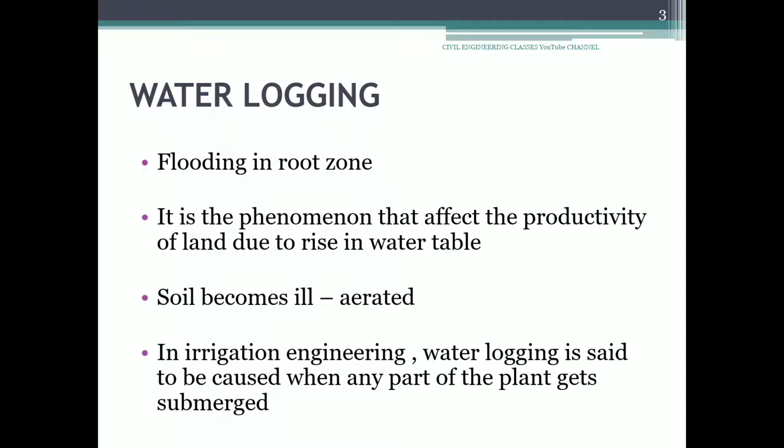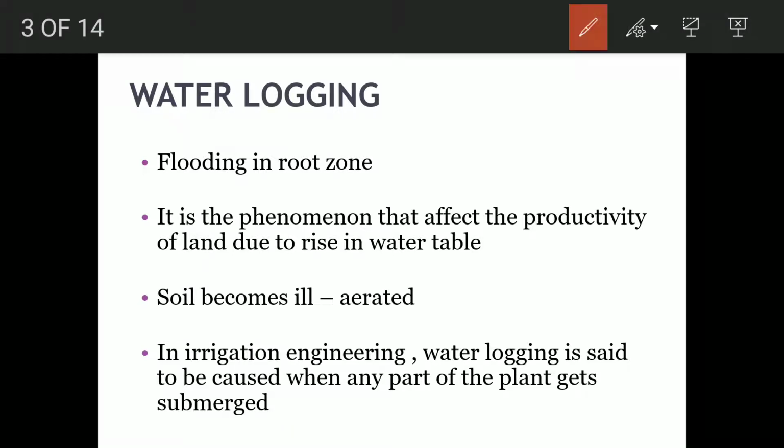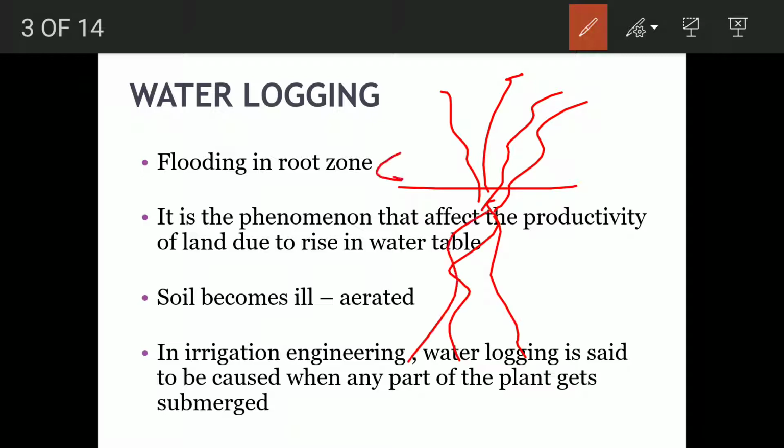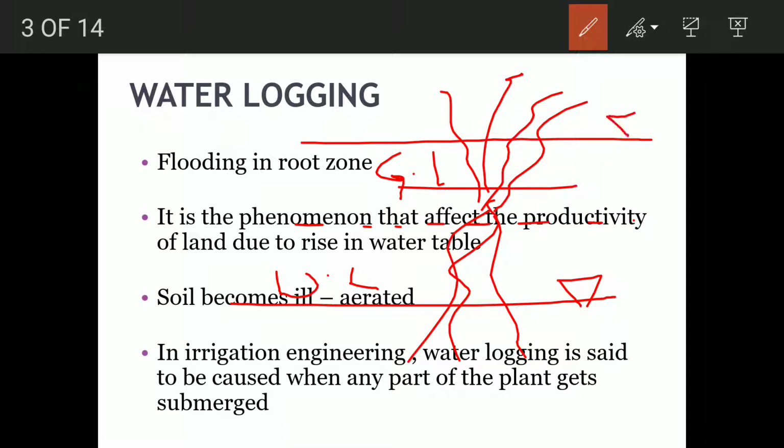Coming to water logging. We know water logging means the flooding of the root zone of the plants. Imagine this is a plant. This is the shoot part and this is the root, and here it is the ground level. In usual condition, the water level will be up to some height from the tip of the roots. If due to some reasons like flooding condition or excessive irrigation, the water level increases and the root or the whole plant gets submerged in water, this phenomenon is called water logging.